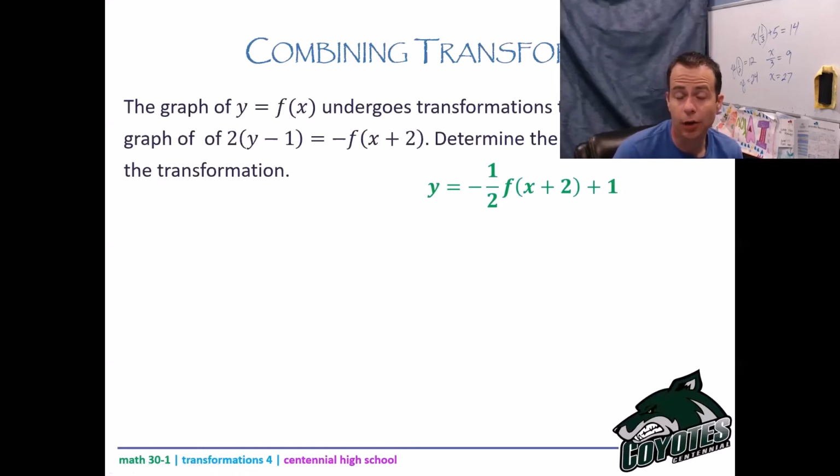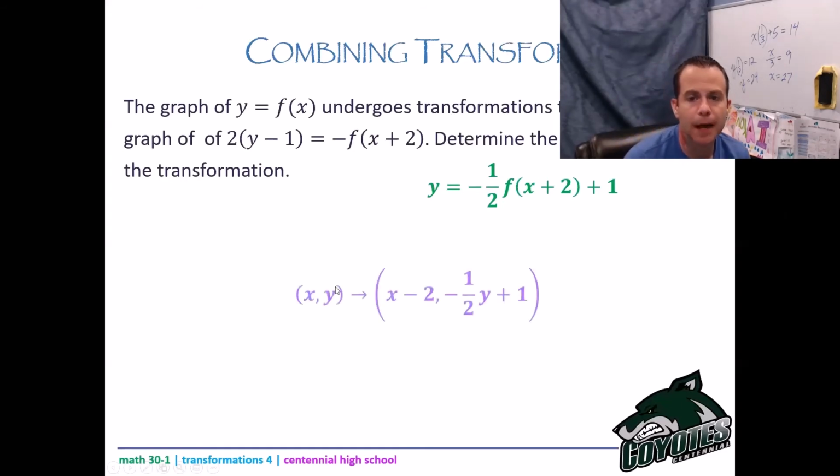So now the mapping rule, what's happening to x? Well, actually, all that's happening to x is I'm moving 2 to the left. So that's going to be x minus 2 in my mapping rule. And then what's happening to y? I'm going to have to multiply it by negative 1/2. That will deal with the stretch and with the reflection. And then I'm going to have to add 1 to it. So my mapping rule is (x, y) maps to (x minus 2, negative 1/2 y plus 1).